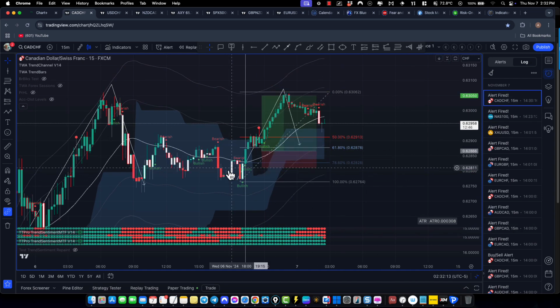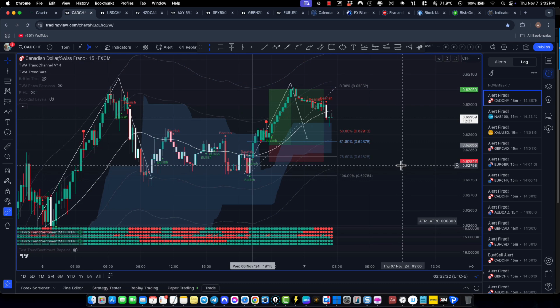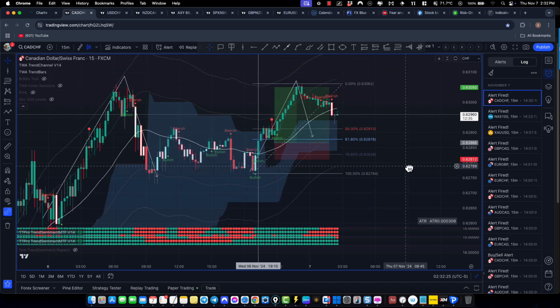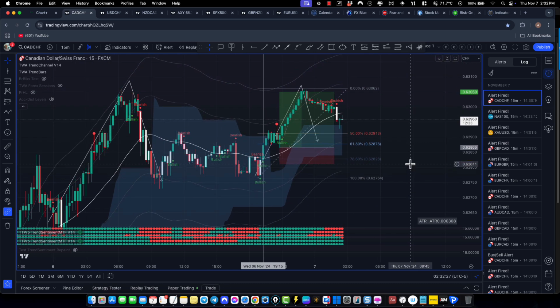Stick to the rules, guys. 4-hour pullback, and wait for everything to kick in, the colors across the board. Okay, so that's a bit of an update, and this will be continued on a daily basis.